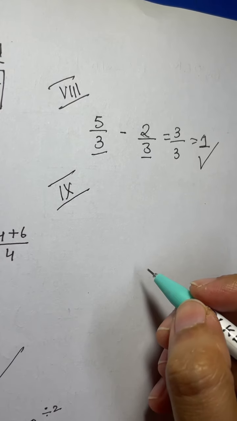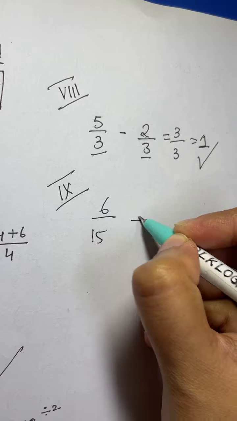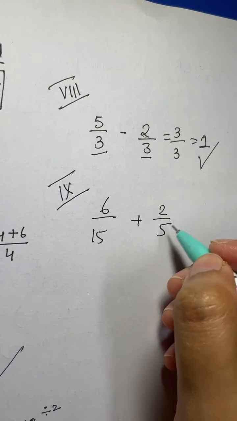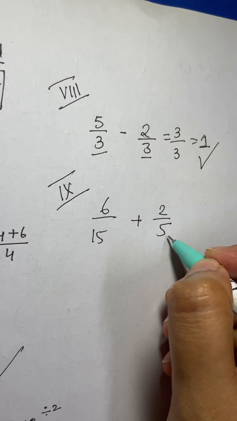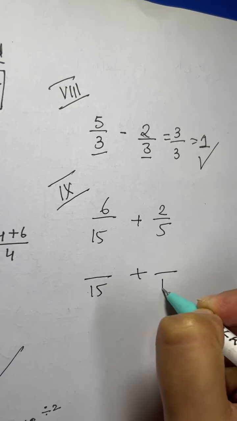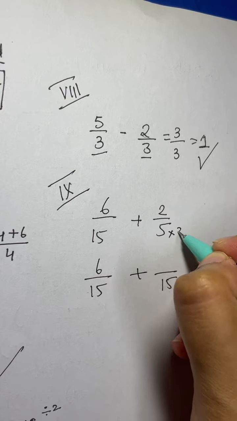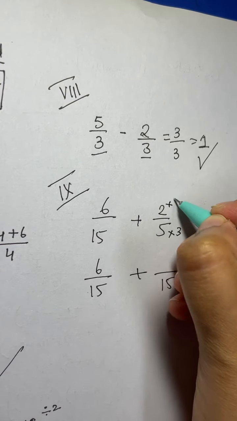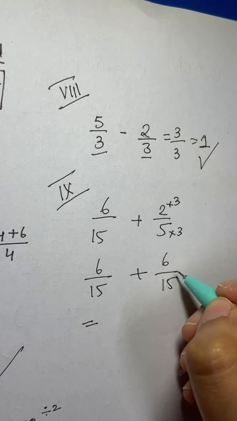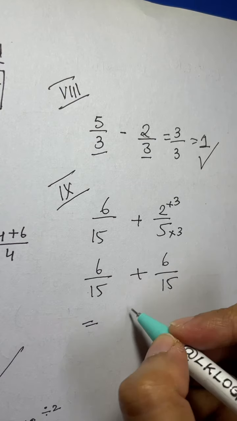If you have different denominators, let's see, 6/15 plus 2/5. Now you need to take out the LCM. What is the least common multiple of 5 and 15? It's 15, yes. So you have 15 and a 15. So 6 will remain same. 5 times 3 gives us 15, so you have to multiply 3. 2 times 3 is 6. So you have 6 plus 6 is 12, and 12/15 is your answer.